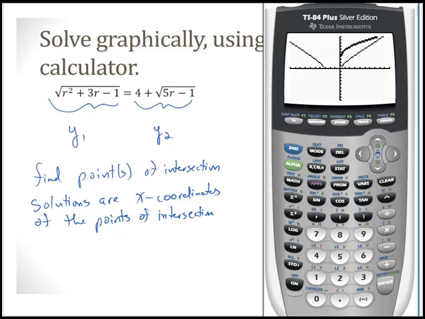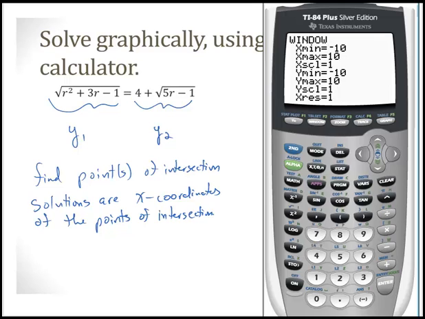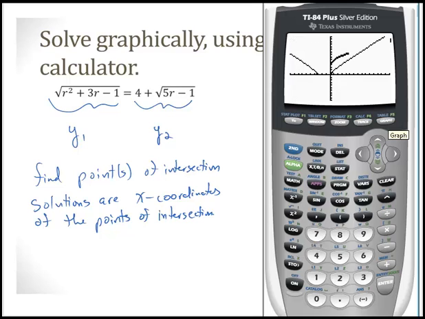Alright, so I see this graph, and it looks like there might be an intersection over to the right. So let me adjust my window so that I can see a little bit more to the right. So let me go from -10 to 15 on the x, and while I'm at it, let me adjust the y maximum to 15 as well, and regraph.